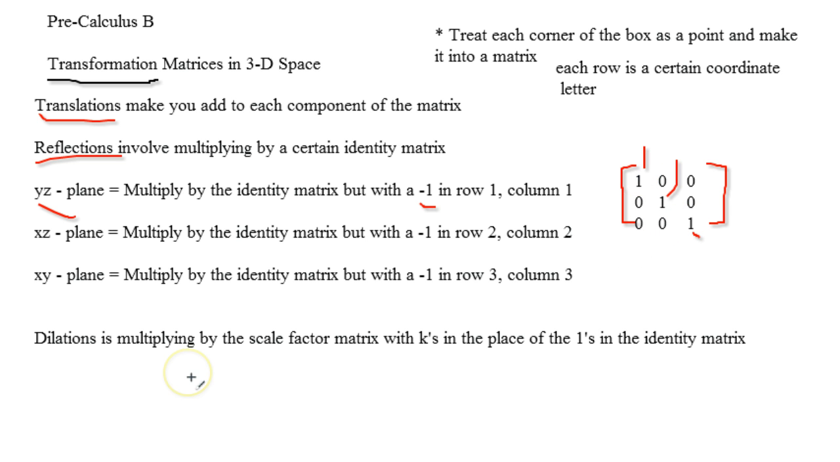Okay. All right, now dilation is multiplying by a scale factor matrix with the k's in place of the 1s in the identity matrix. So in other words, all of these will be replaced by the k. Okay, so if you wanted to make something larger, make k above 1. If you want to make something smaller, make the scale factor below 1 but greater than 0. Okay, all right, and that's it for transformation matrices in 3-dimensional space.